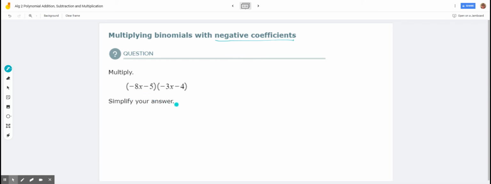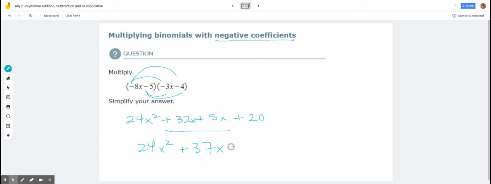It isn't. Just say to yourself, negative times a negative is a positive 24x squared. Negative times a negative is a positive 32. Negative times a negative, positive 15x is 7x. And then negative times negative is a positive 20. And look, combine the middle two terms, and we're good. That wasn't hard. It didn't trip us up.